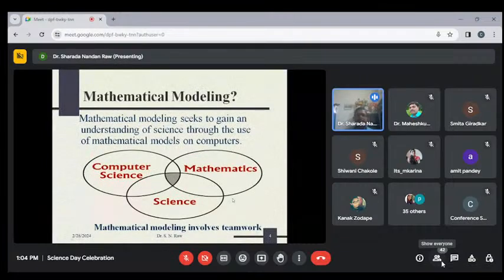And see, mathematical modeling seeks to gain an understanding of science through the use of mathematical models and computer science. Mathematical modeling is just like teamwork, if you belong to computer science, mathematics and science. Mathematics science means the physical world, that is physical.